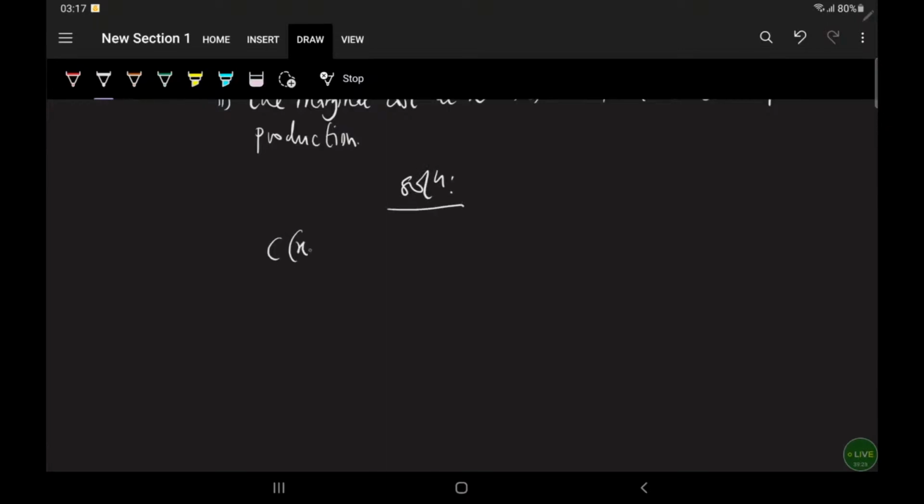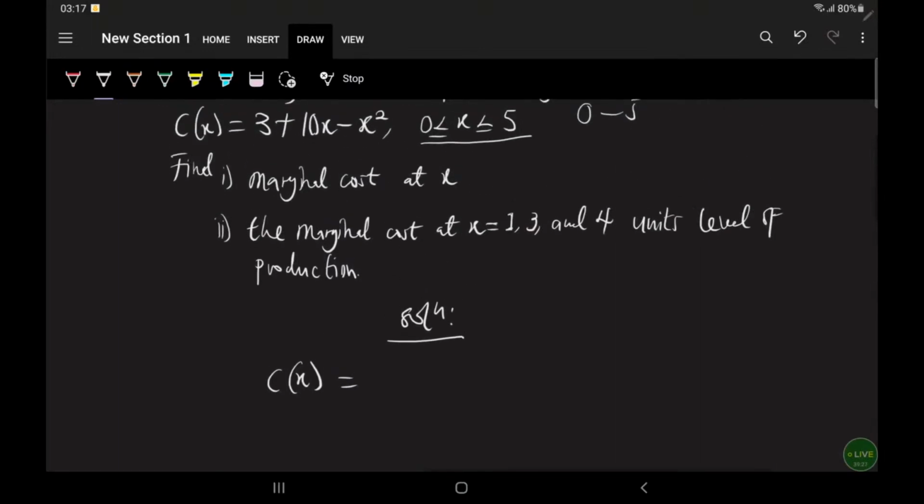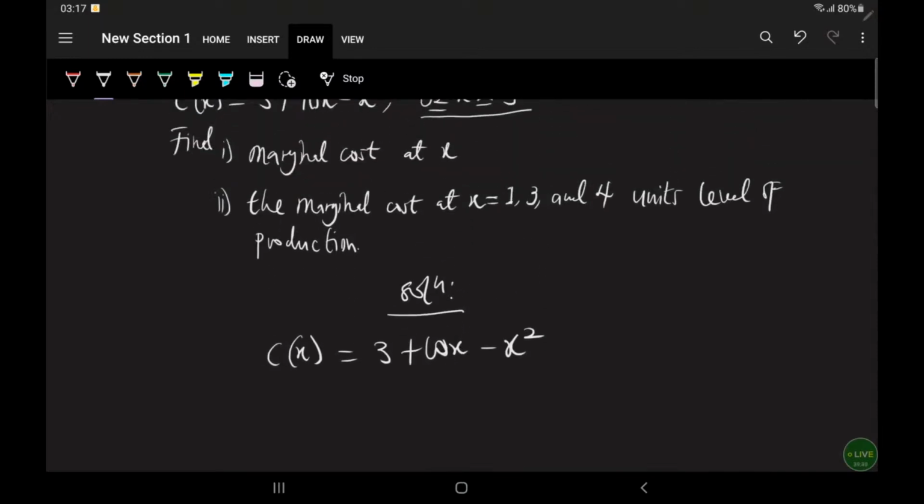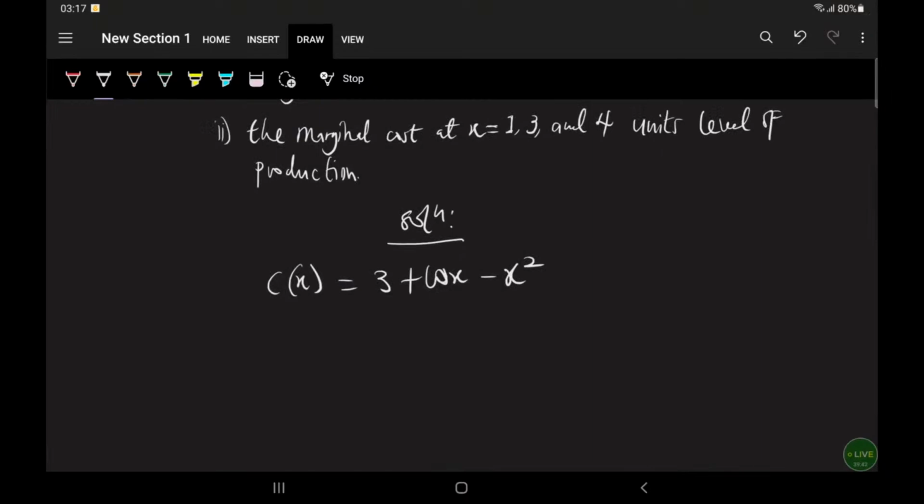So my cost function was given as what? 3 plus 10x minus x squared. Now I'm told to find the marginal cost at x. So simple, we are asked to find the marginal cost at x. To find your marginal cost, we said the marginal cost is the first derivative of the cost function. So all that you need to do is to differentiate the cost function, that is, you find the first derivative of the cost function.